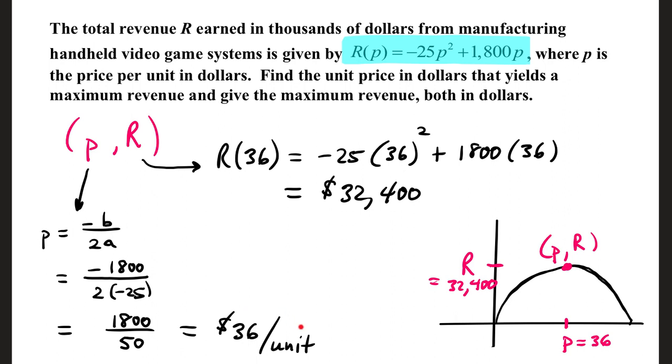So $36 per unit. The revenue generated from that will be the revenue with $36 subbed in for P. So we're going to take negative 25 times 36 squared plus 1800 times 36. That works out to $32,400. So revenue is maximized when the price per unit is $36 and we have a max revenue of $32,400.